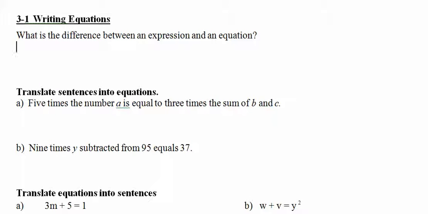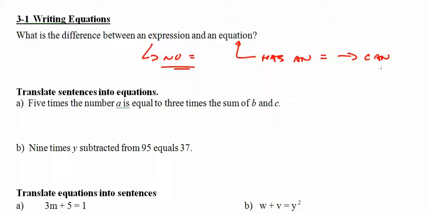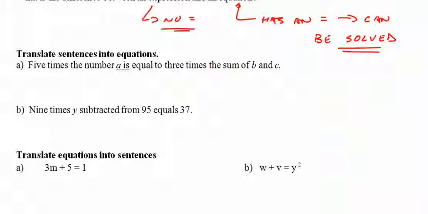So, what's the difference between an expression and an equation? Well, an expression has no equal sign. An equation has an equal sign, and it doesn't always have to be solved. Whereas an expression is just something you write out. So now we're actually going for equations where you have to find the equals.